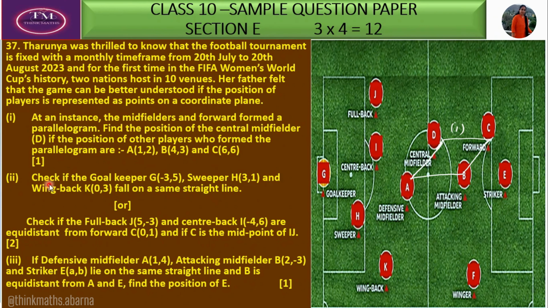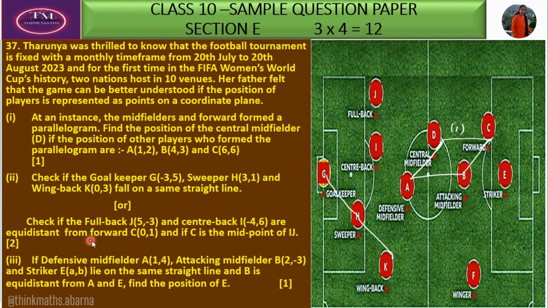Next is again one. Check if the goalkeeper G of minus 3, 5, sweeper H of 3, 1 and wingback K of 0, 3 fall on a straight line. So G, H, K, whether they are in a straight line. We have to check whether these three players, goalkeeper, sweeper and wingback are in a straight line. For a straight line, if we add any two distances, we should get the third distance. That is the rule.